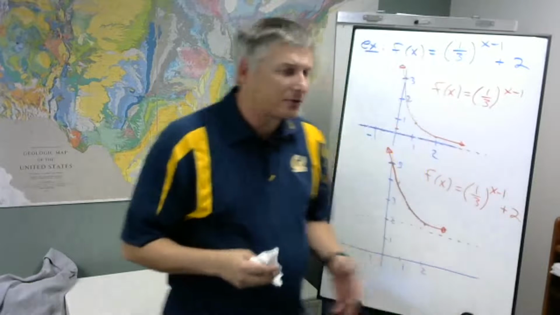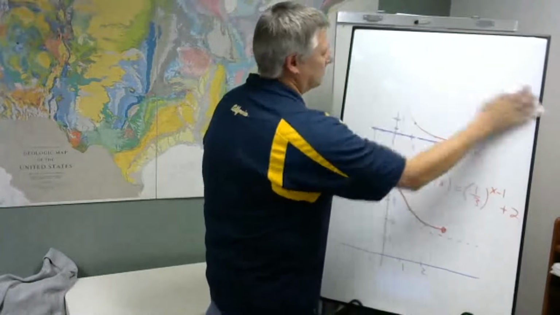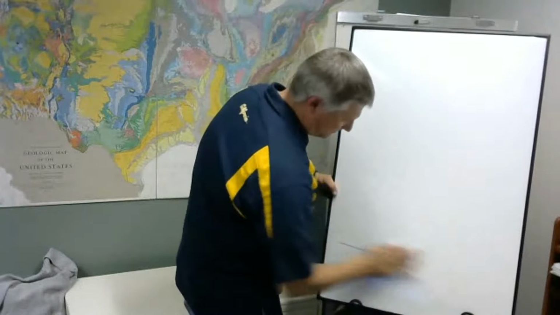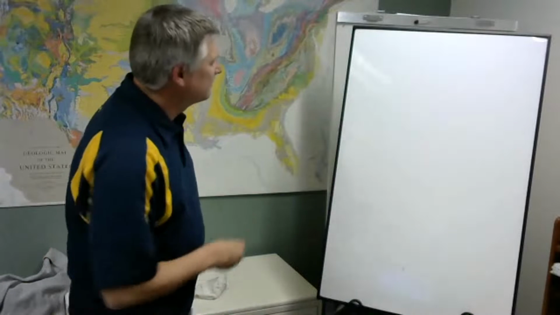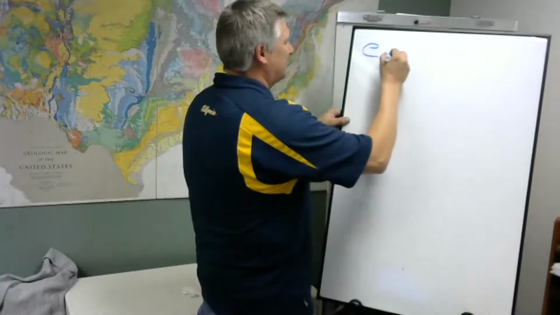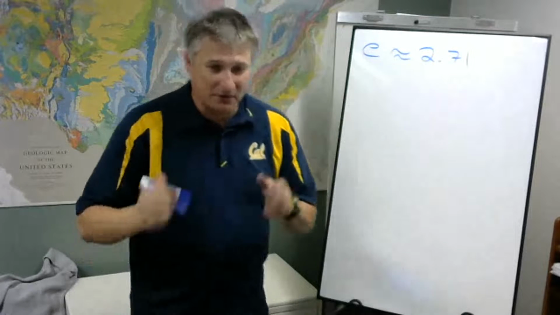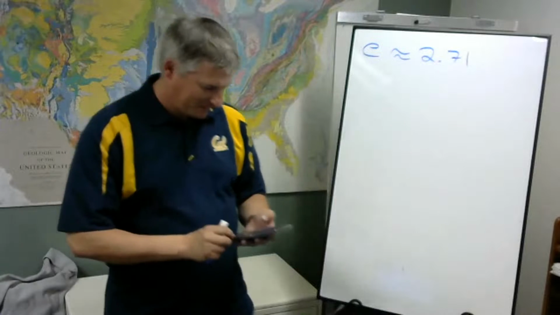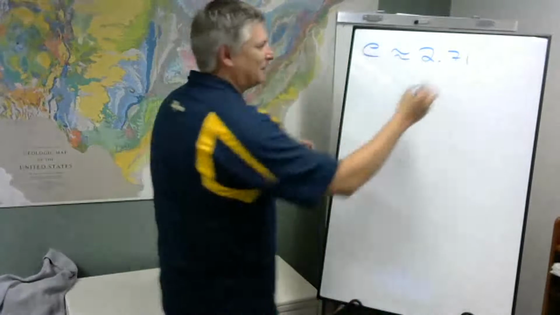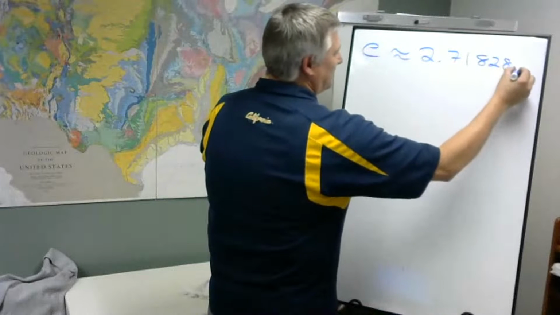So something else that comes up here, there's a special kind of number that comes out of exponentials. And it's this one, e. It's approximately 2.71. I always forget this. Let me get a calculator to pull this one up. .828, and so on.